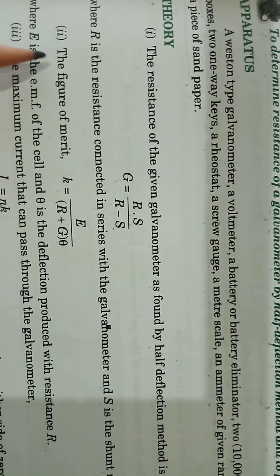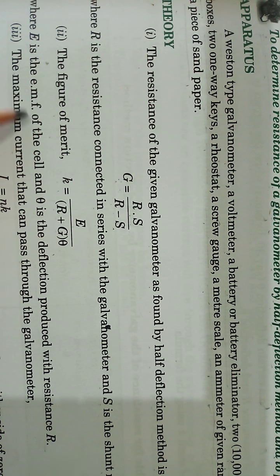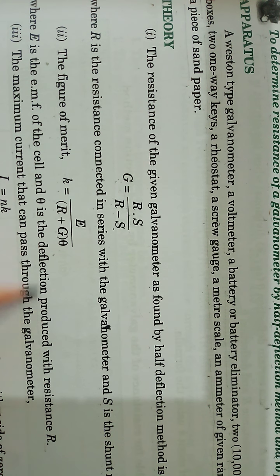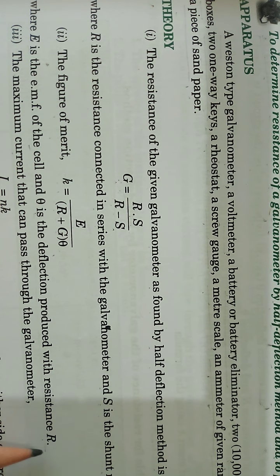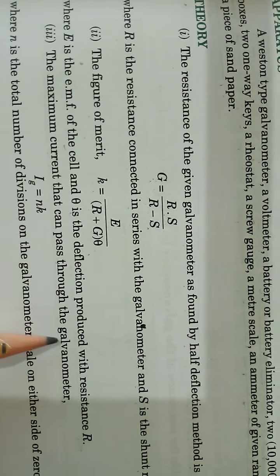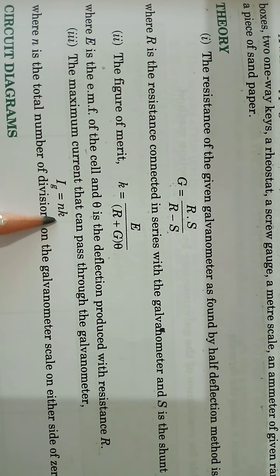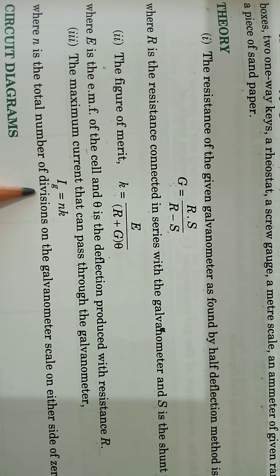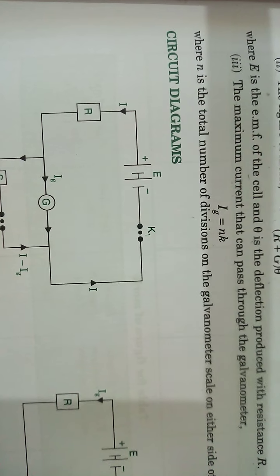Second is to find the figure of merit. Here K is equal to E upon (R plus G) into theta, where E is the EMF of the cell and theta is the deflection produced with the resistance R. And here we can calculate the maximum current that can pass through the galvanometer, which is Ig equal to N k, where N is the total number of divisions on the galvanometer scale on either side of 0. Clear?